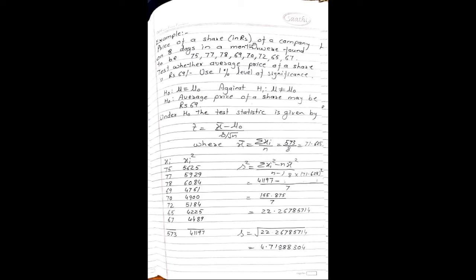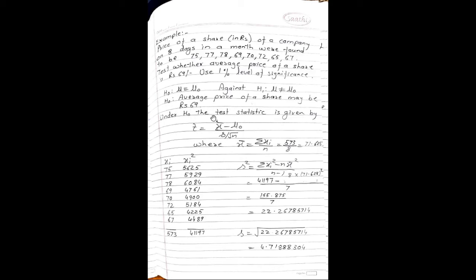Price of a share in rupees of a company on 8 days in a month were found to be 75, 77, 78, 69, 70, 72, 65 and 67. Test whether average price of a share is rupees 69. Use 1% level of significance. So H naught in notation can be written as mu is equal to mu naught against H1, mu not equal to mu naught. H naught in words will write it as average price of a share may be rupees 69.